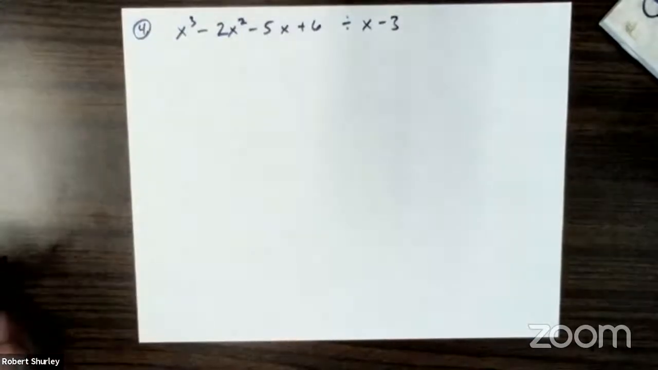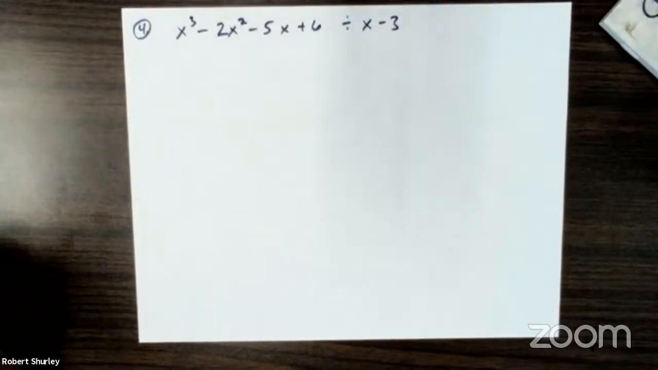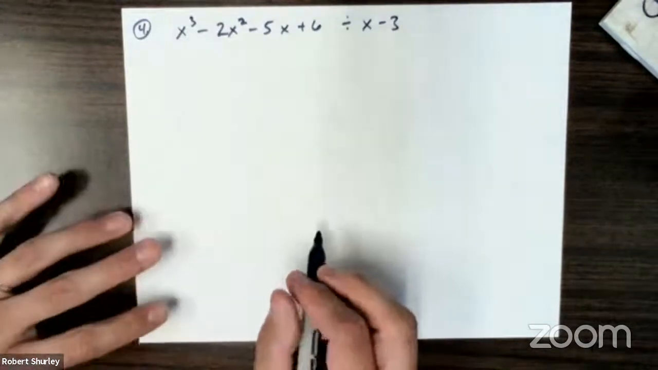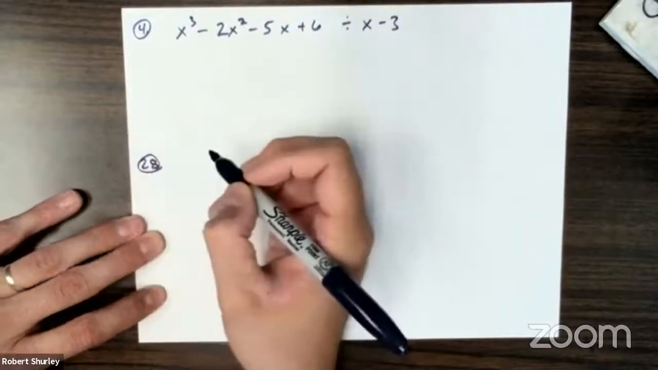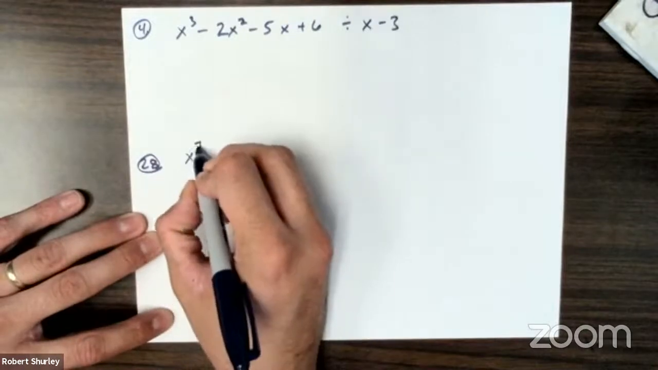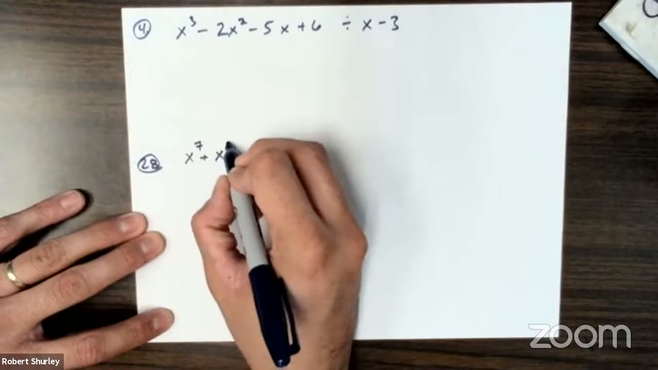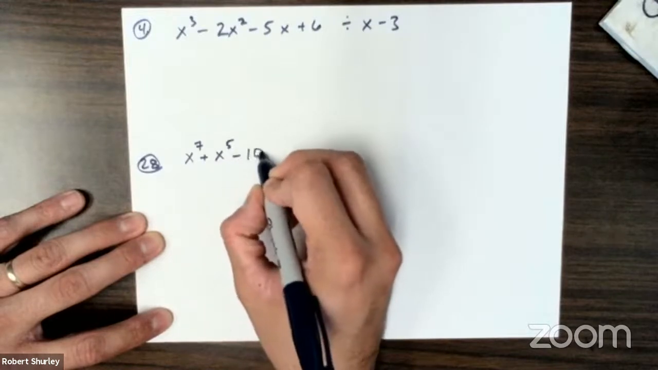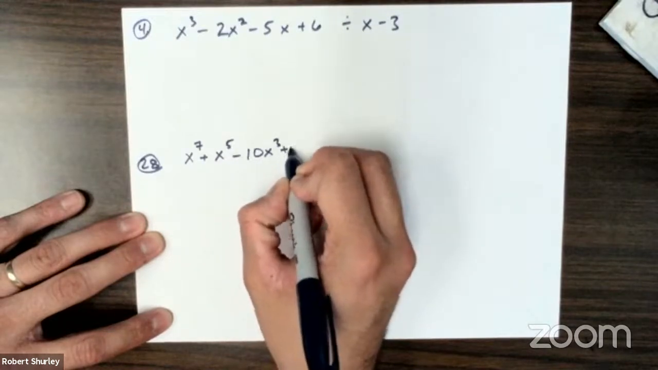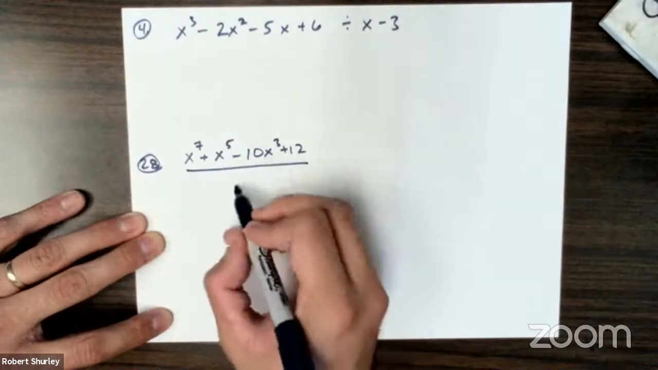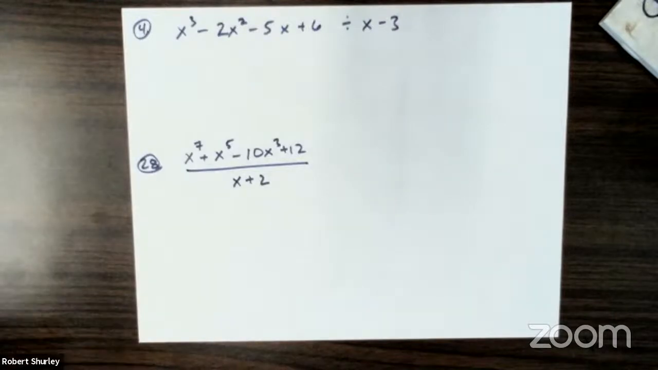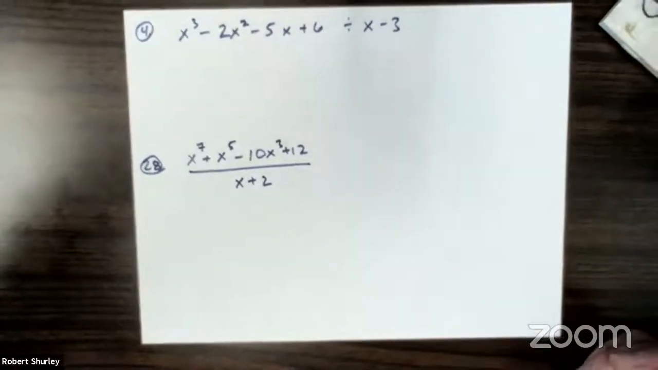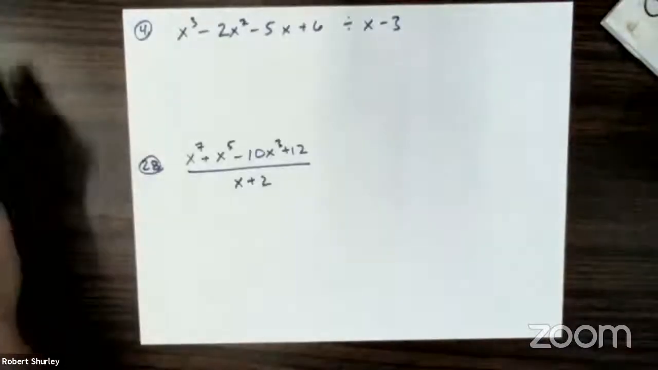And then let me choose a trickier one here. Yeah, let's try 28. That one won't be bad. So let's do 28. I'm going to leave a little more room on my paper for 28. 28 is x to the 7th plus x to the 5th minus 10x cubed plus 12 all over x plus 2. So let's try those two, and I'll give you a little bit of time, especially on that second one.